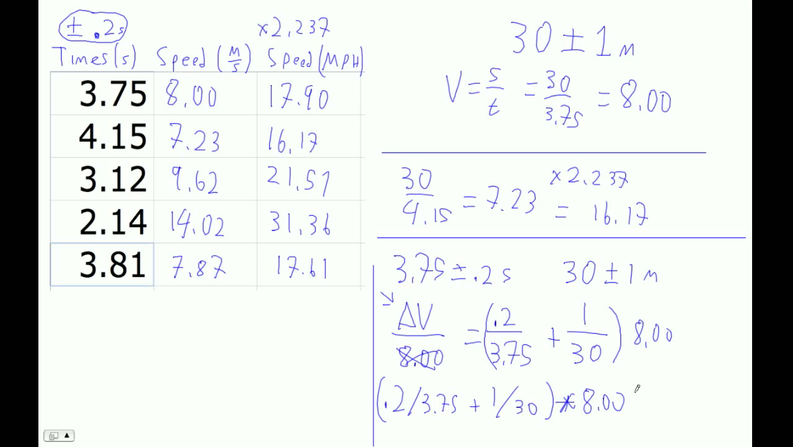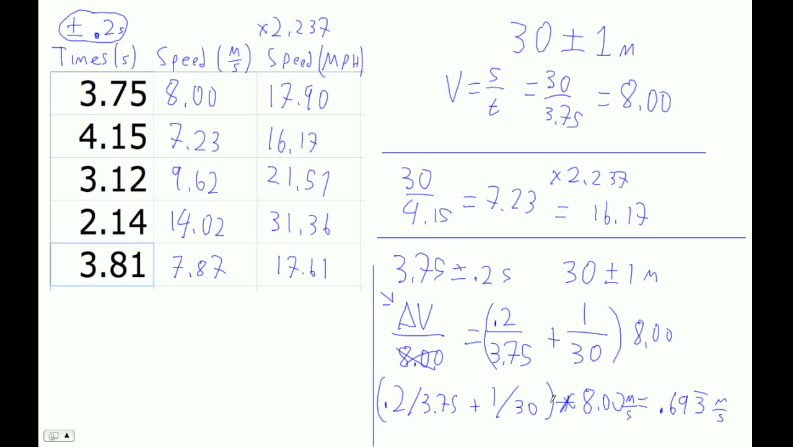I'm going to do that with my calculator. Left parenthesis 0.2 divided by 3.75 plus 1 divided by 30, right parenthesis, times 8. Did I type that? Indeed I did. Now I'm going to hit enter. 0.6933 repeating is what I get, and that's meters per second of speed.